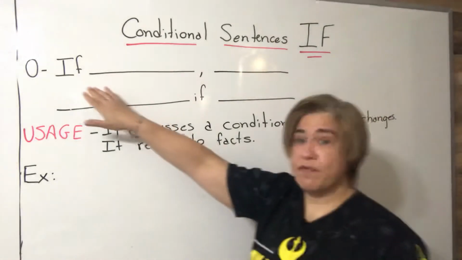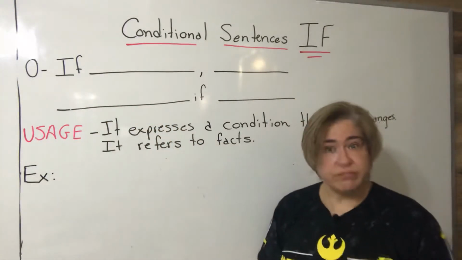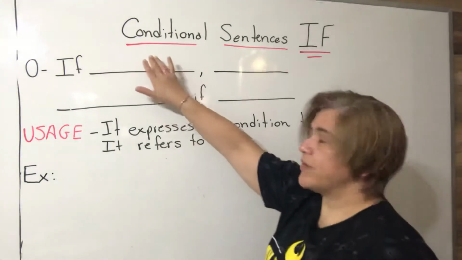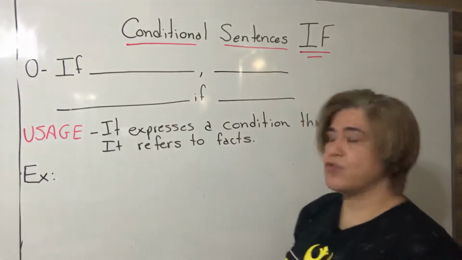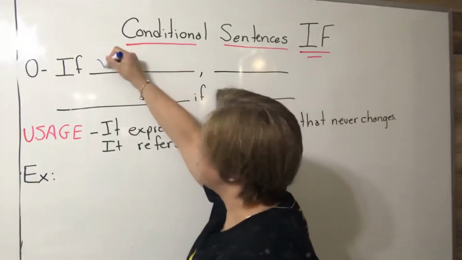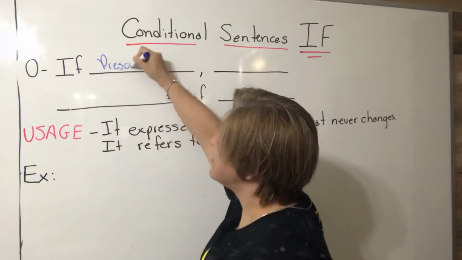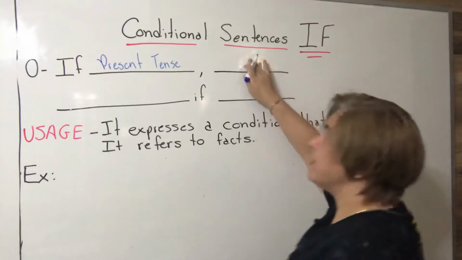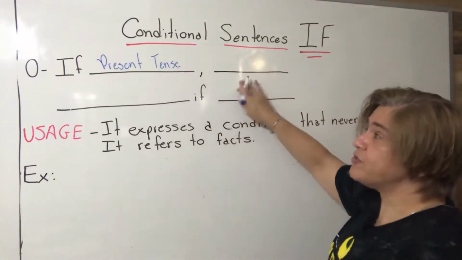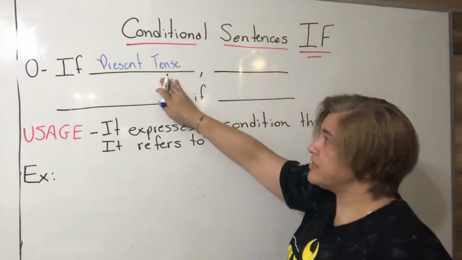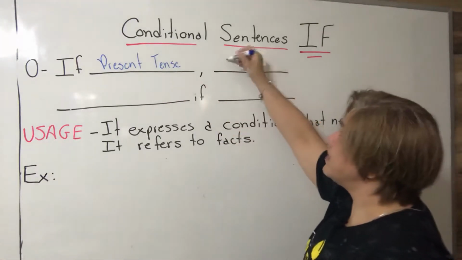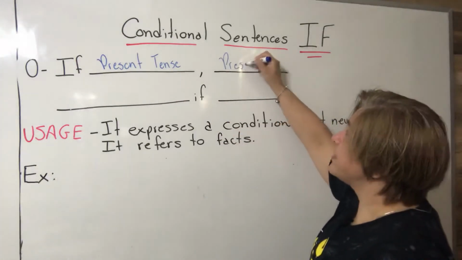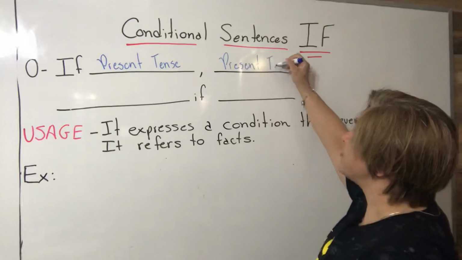So we have if expressing a condition, and here we have a verb tense. The verb tense we use here is present tense, and there are always 2 sentences. One sentence in present tense and the other in present tense as well.